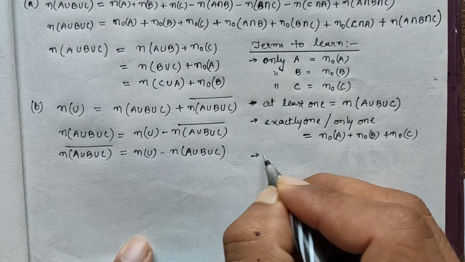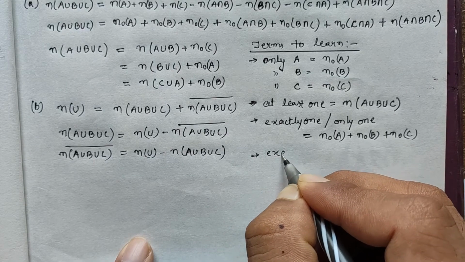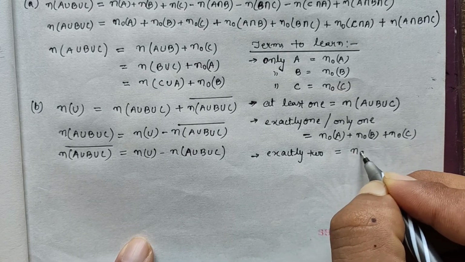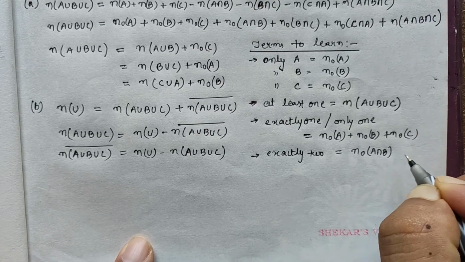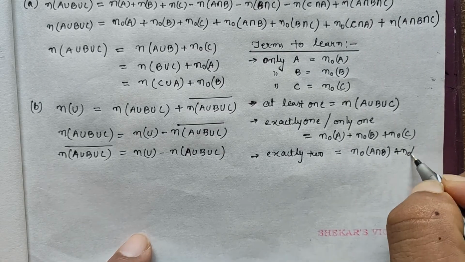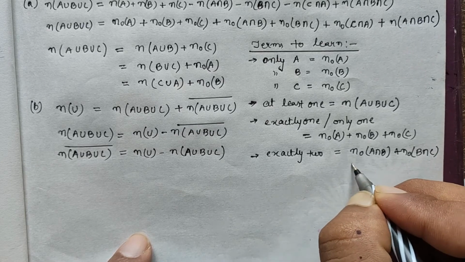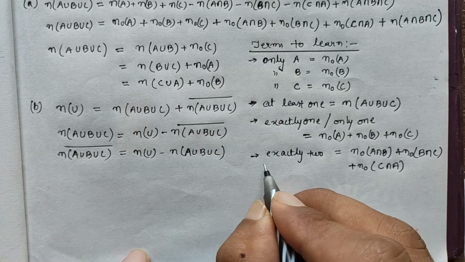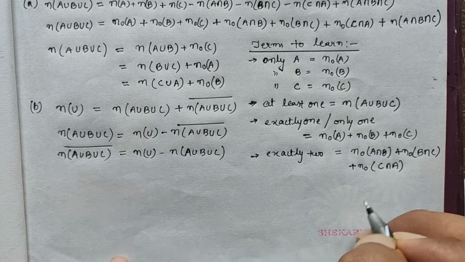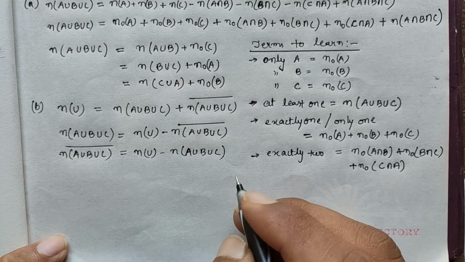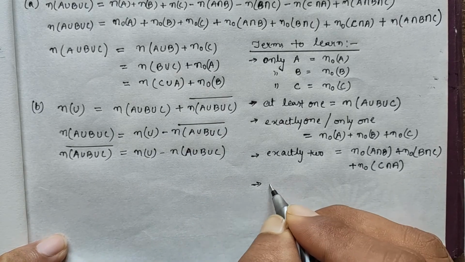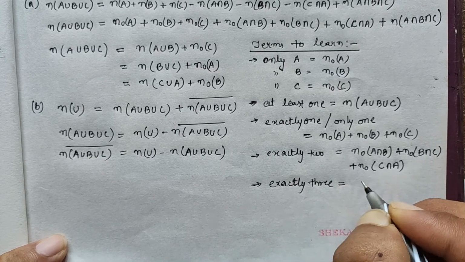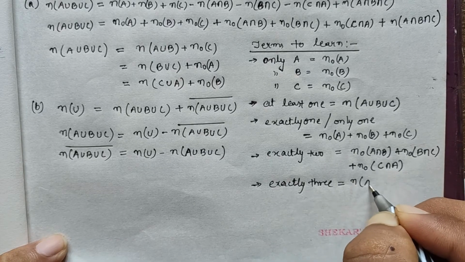Similarly, if the question asks you to find exactly two, at that time you will find n(only A intersection B) plus n(only B intersection C) plus n(only C intersection A). So if the question asks you to find exactly 2, then you have to find this one. And exactly 3: if the question asks you to find exactly 3, then you have to find n(A intersection B intersection C).